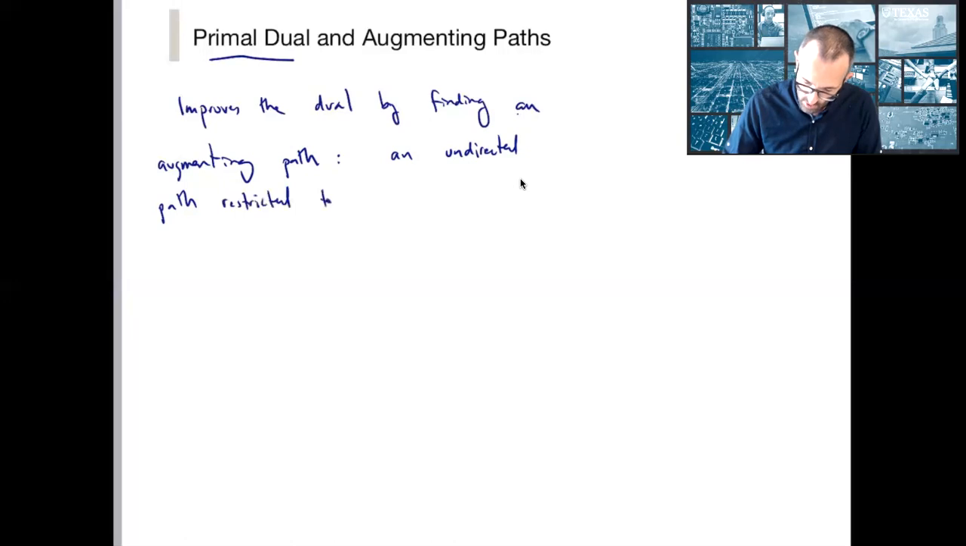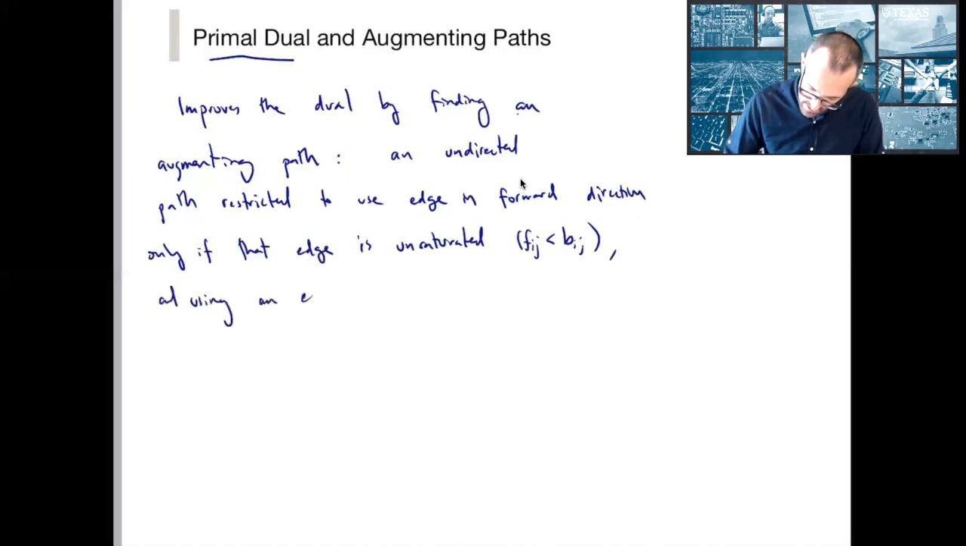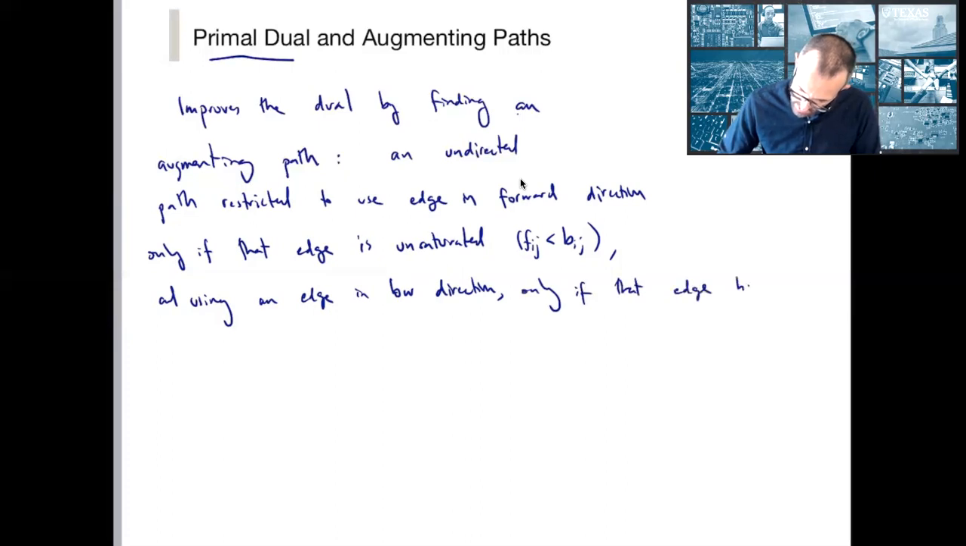Restricted to use an edge in the forward direction only if that edge is unsaturated in the dual solution that seeds the process. So in other words, Fij strictly less than Bij. And using an edge in the backward direction only if that edge had strictly positive flow, Fij strictly positive.